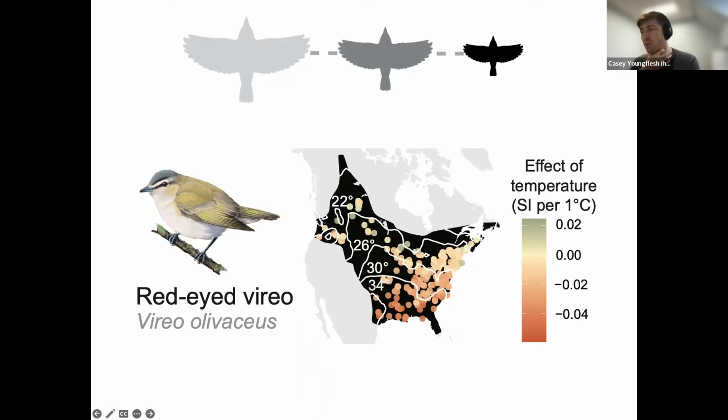The deeper red hues indicate that temperature is having a larger effect on body size in these areas. So again, higher temperatures, smaller birds. We see a stronger effect of temperature in these warm regions, even within a species. This is just for red-eyed vireo, but this is generally what we see across all species in our study.